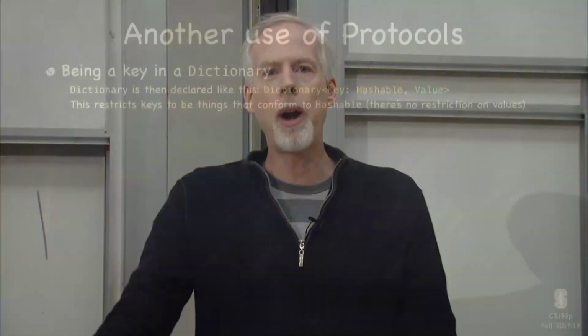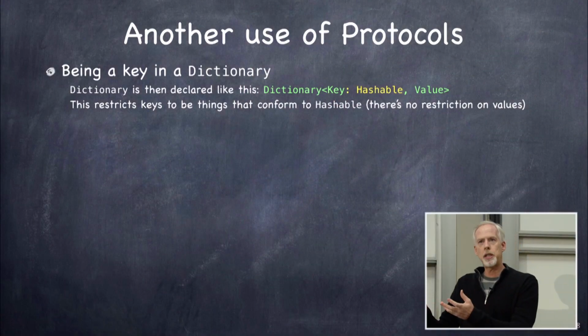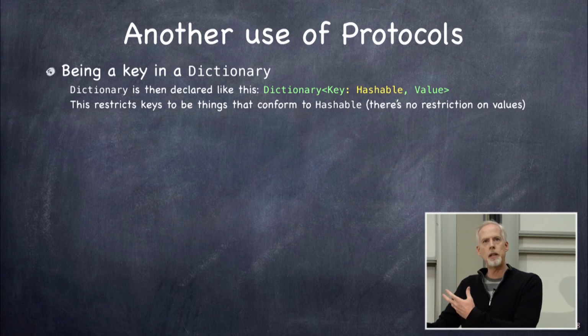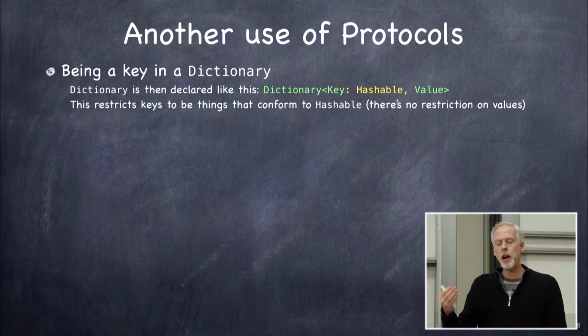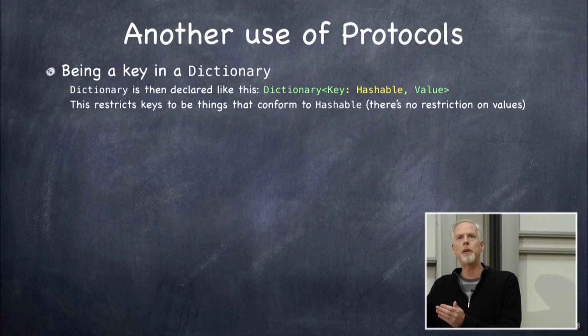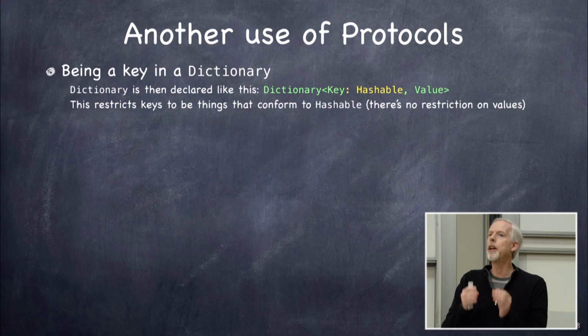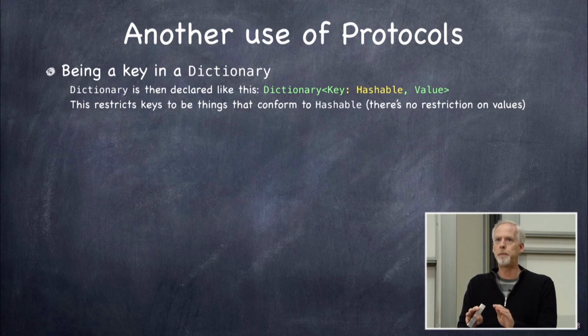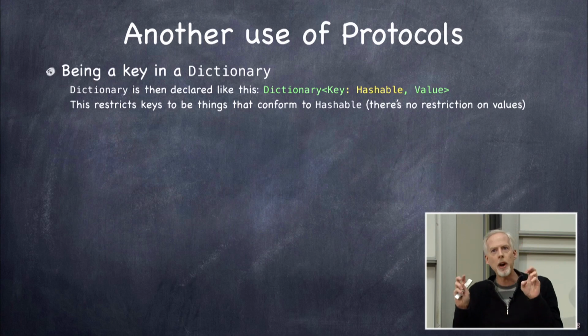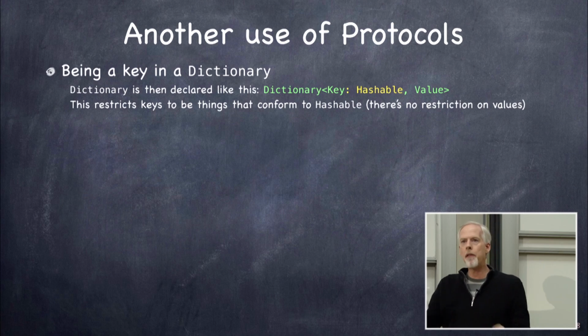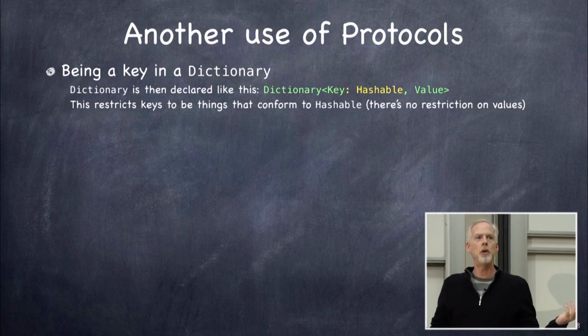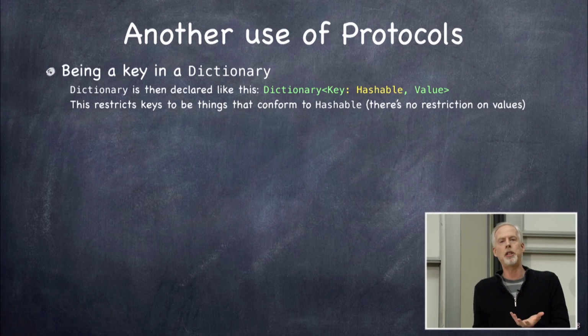Okay? So now that we know that hashable means you can be a key in a dictionary, how is this expressed? Well, dictionary, which is a generic type, has these two types, the type of the key and the type of the value. It declares itself as dictionary key : hashable, comma, value. And that means that key can only work there if it's hashable. So this is how we use protocols to constrain these generic types. Now value, right there in dictionary, doesn't have any colon anything, so value could be any type. You can put any type whatsoever as the value in a dictionary. But the key has to implement hashable.